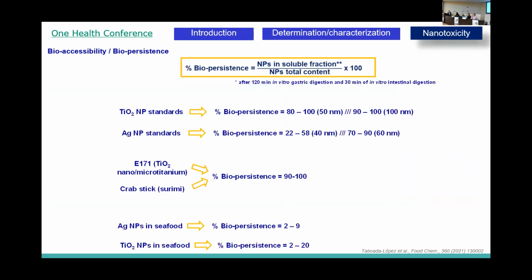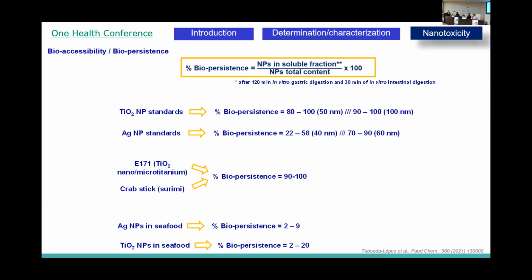Okay, so if we consider this concept of the biopersistent, we can calculate the biopersistent ratio of the different standards and also the biopersistent of these nanoparticles inside food. And we have obtained very high values in the case of titanium dioxide nanoparticles, that you can see are close to 100%. And in the case of silver nanoparticle standards, we obtain a moderate biopersistent ratio in the case of the nanoparticle of short size, but high percentages in the case of the large nanoparticles.